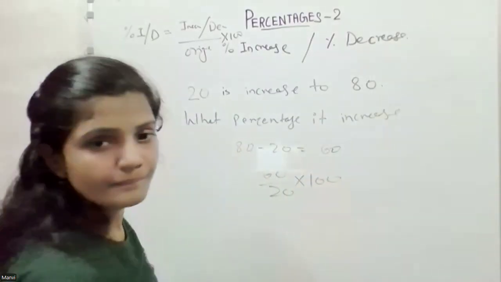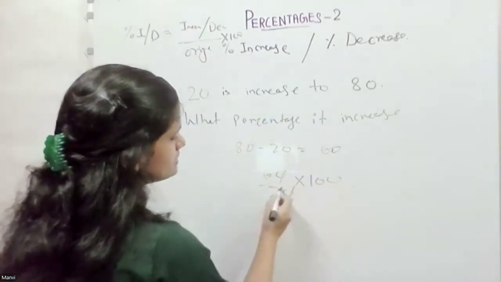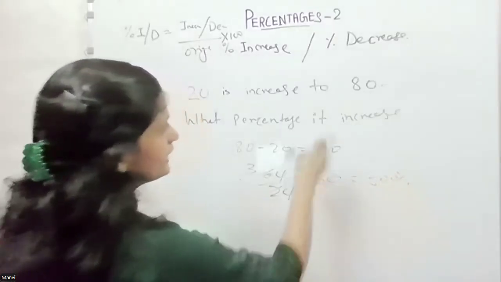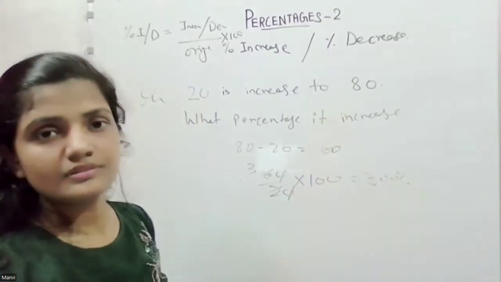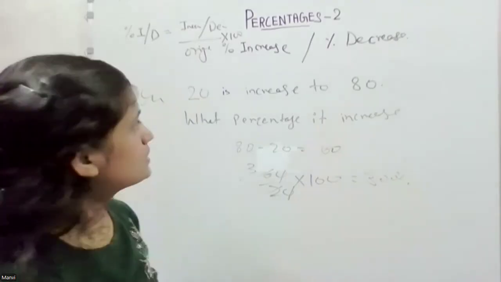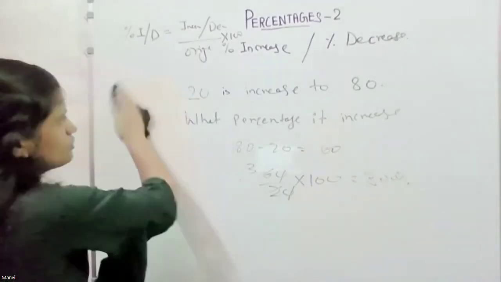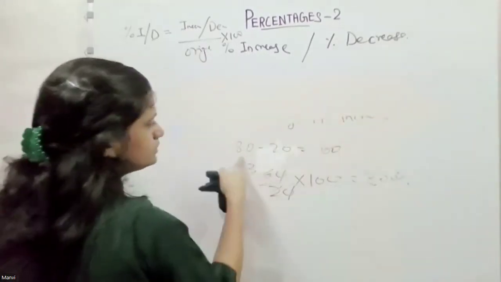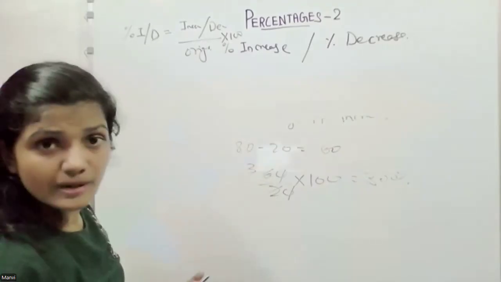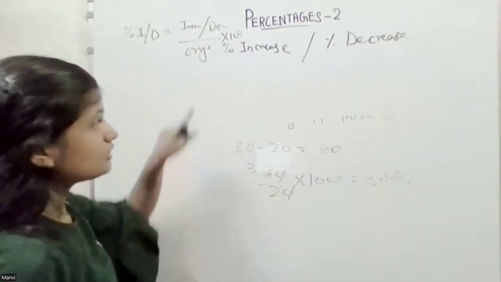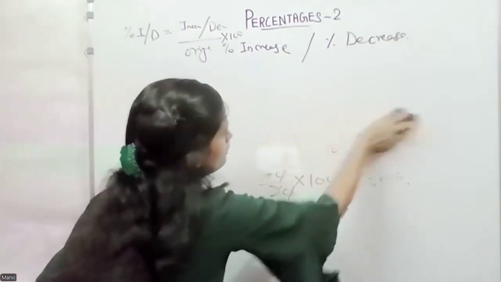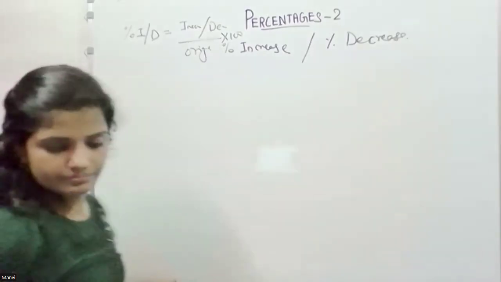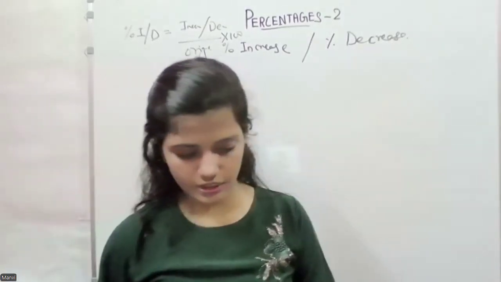This 0 and that 0 cancel. 2 times 3 is 6... the answer is 300%. Earlier we put 80 here, which is wrong. Times 100 always. Now do one question based on decrease also. In decrease, first try to find this amount, what amount it decreased by, and then put the original carefully. The logic is the same. Nothing is different between increase or decrease.